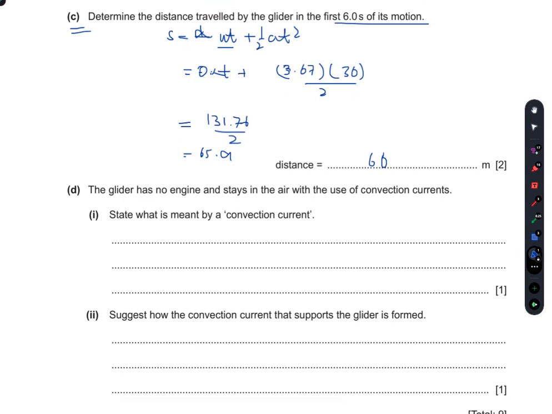Question number D. The glider has no engine and stays in the air with the use of convection current. State what is meant by the convection current. Convection current is the circulation of air currents mainly due to the temperature differences, and as a result the hot air, which is the less dense air, rises upwards, and this later on helps the glider to move.